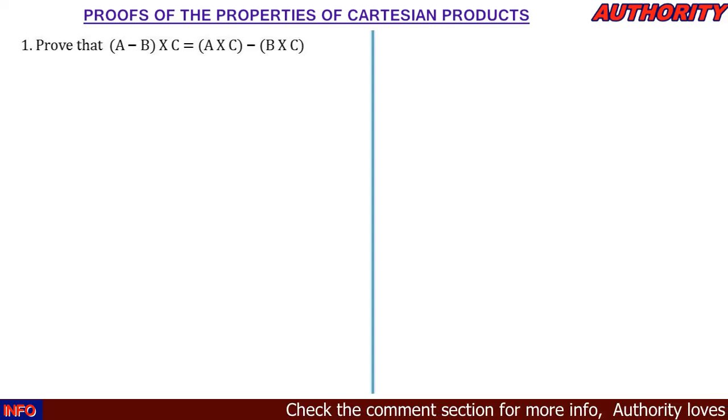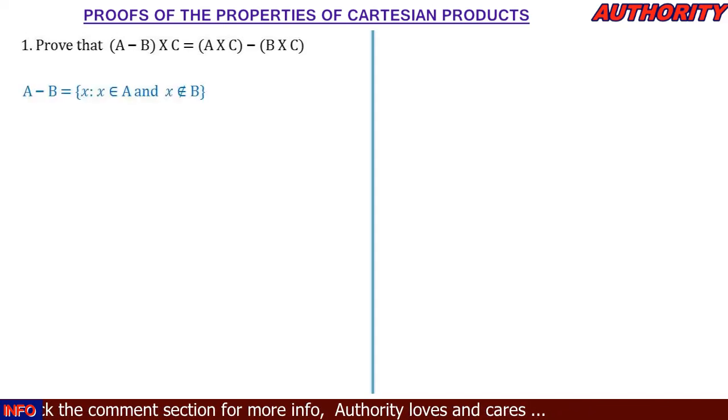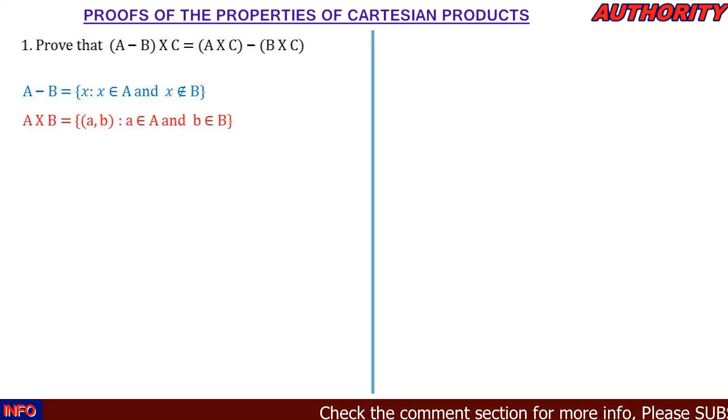Now, before we continue, I want to remind you of some concepts. When we talk about A difference B, what is it talking about? A difference B is a set of elements, let's say X, such that X exists in A and X is not in B. You get it? It's a set of elements such that X exists in A and X does not exist in B.